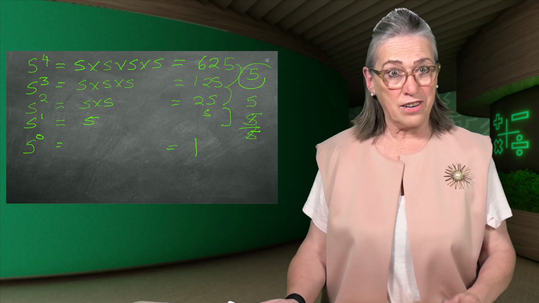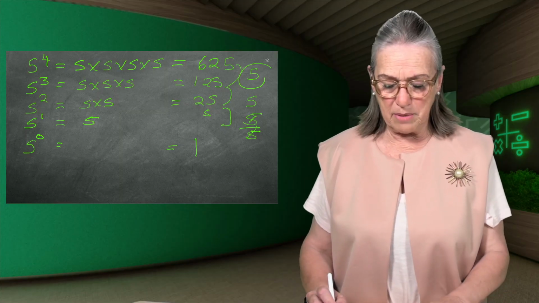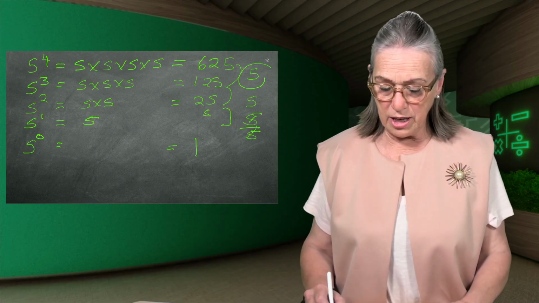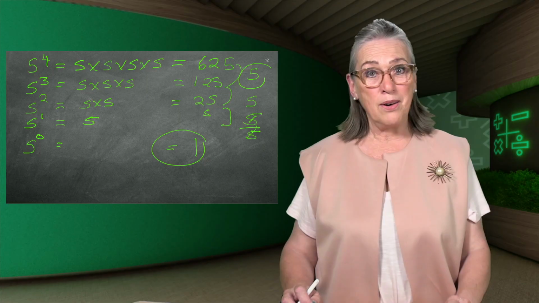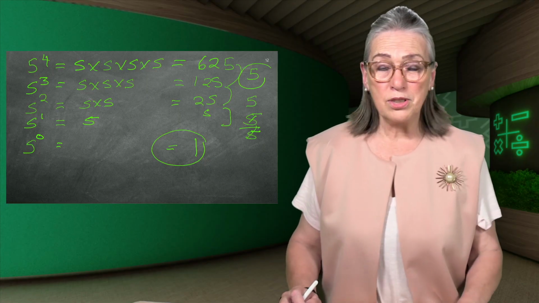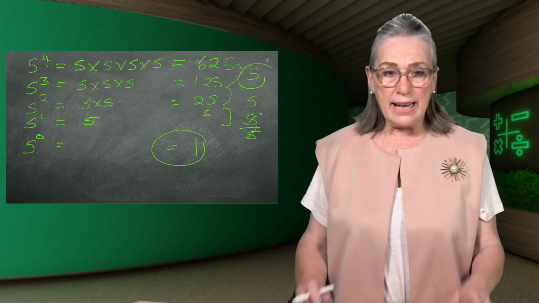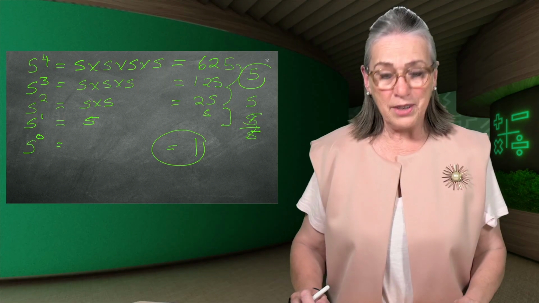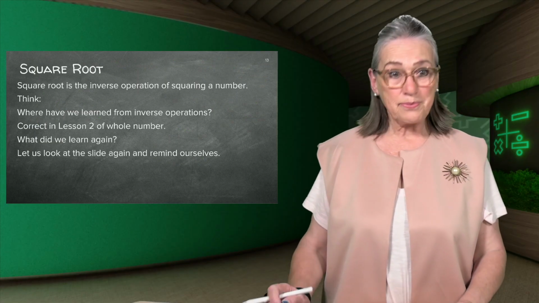So it's logical, right? If 5 to the power of 1 is 5, and now you make it 5 times smaller, your answer would be 1. But it's very important just to remember that any number to the power of 0 is 1.